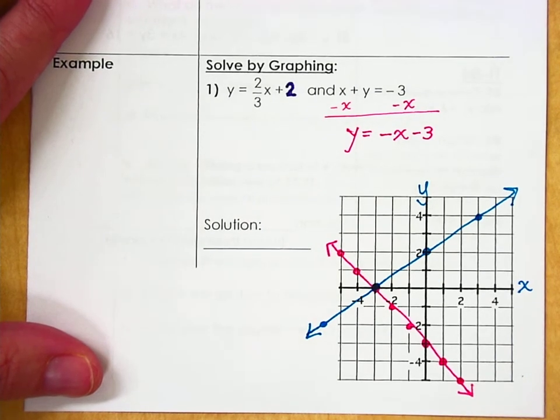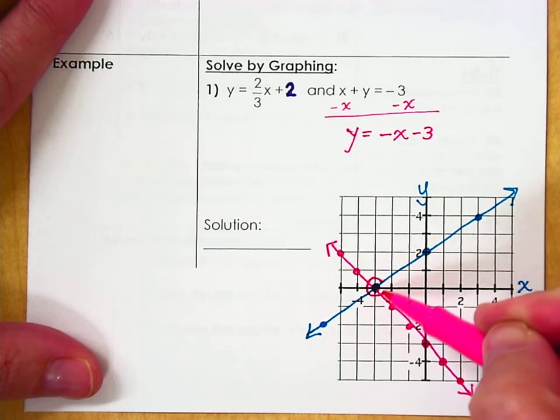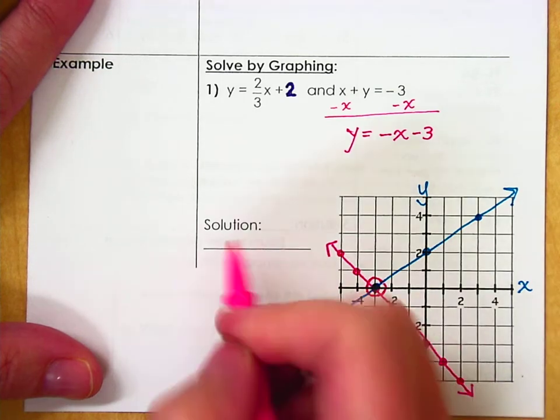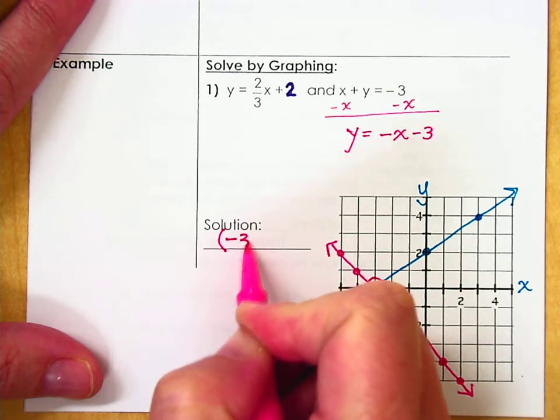So now we can see the solution. The solution is where these two lines intersect right there. So my solution is negative 3, 0.